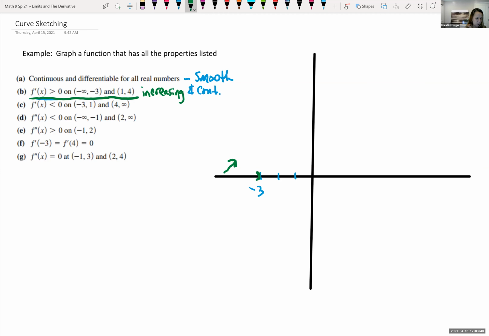And then 1 to 4. Maybe just coloring this green because I used upwards as green. So 1. And I saw also from 1 to 4, we're also going upwards. Okay, so going to the next piece, f prime of x is less than 0 on -3 to 1 and 4 to infinity, which kind of makes sense if that was increasing. The other piece is probably decreasing. I guess it could be constant. It's decreasing.